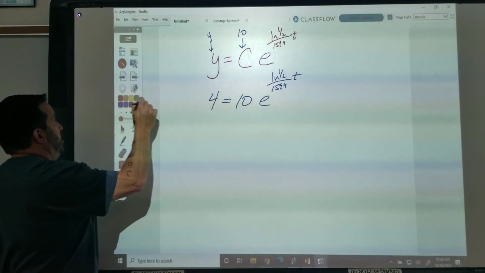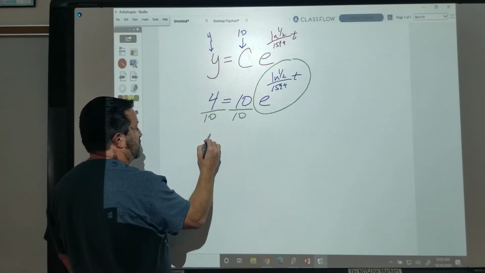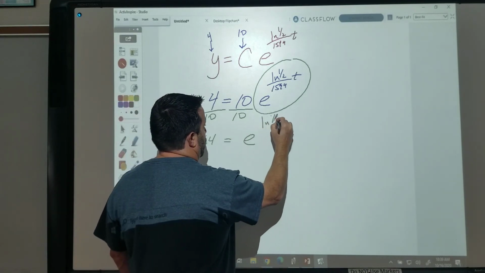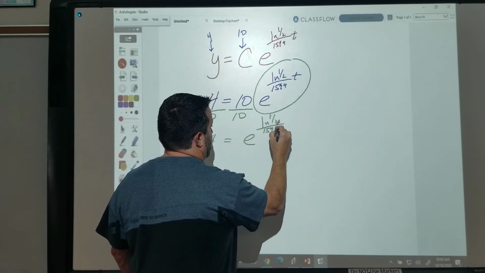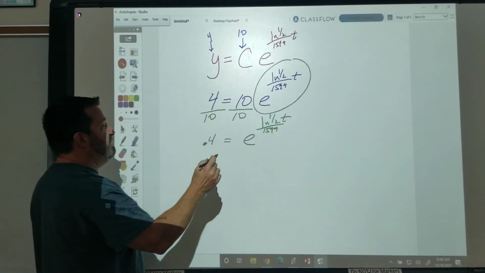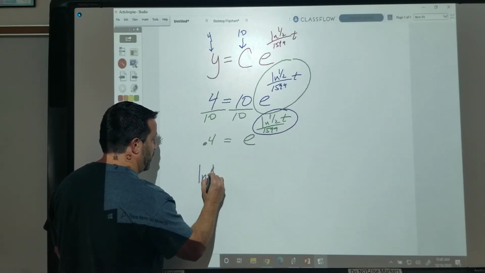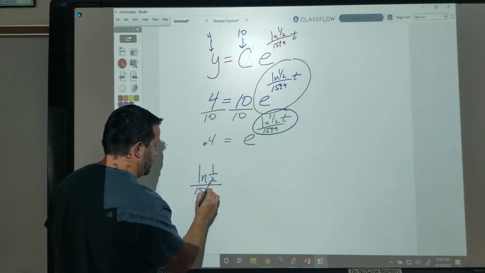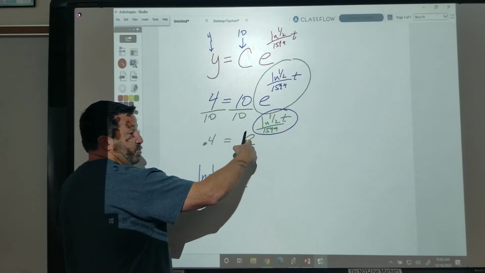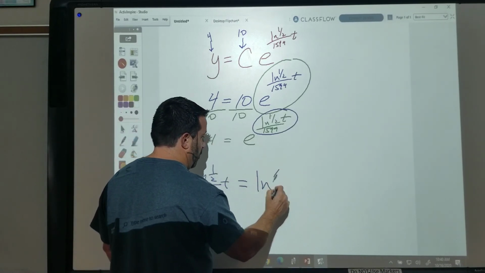So I want to get this by itself, so I'm going to divide by 10. That comes out to be 0.4, or 4/10, equals e to the natural log of 1/2 over 1599 times t. Again, this is a problem where my variable is up in an exponent. So I can take that exponent, natural log of 1/2 over 1599 times t, and set it equal to the log with this base, that'd be natural log base e, natural log of 0.4.